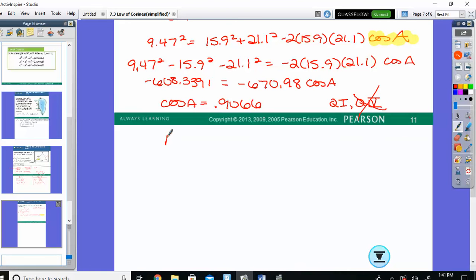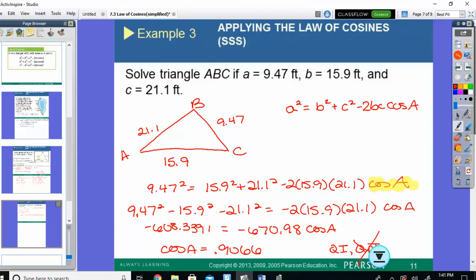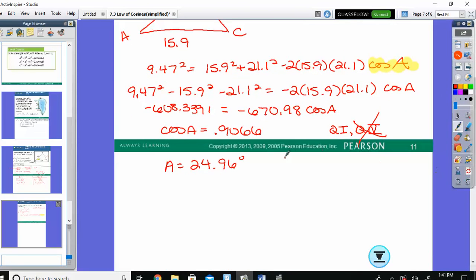So we can just do cosine inverse. And I get 24.96 degrees. If I want to do significant digits, we had 3 in the problem. So this would round up to 25.0 or 25 degrees for angle A.